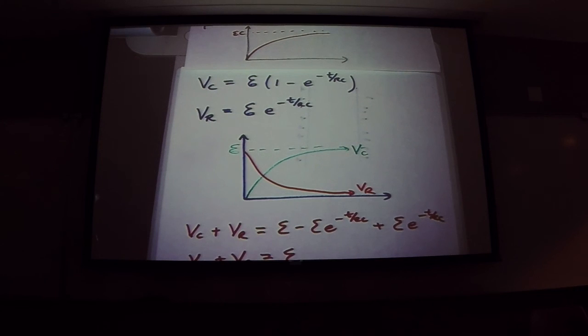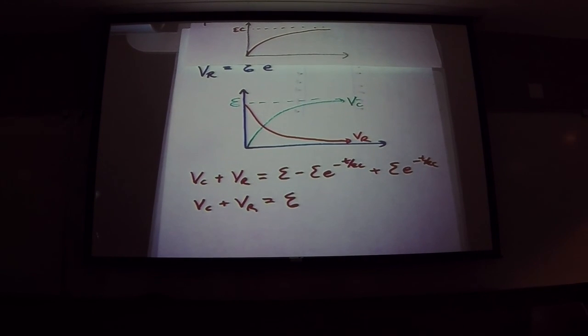So at first, all of the voltage is across the resistor. You've got current flowing through, and there's no voltage drop across the capacitor. After a long time, all the voltage is across the capacitor, your capacitor is fully charged, no more current in the circuit, and zero voltage across your resistor.